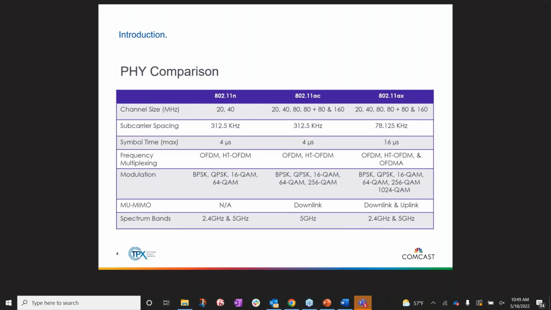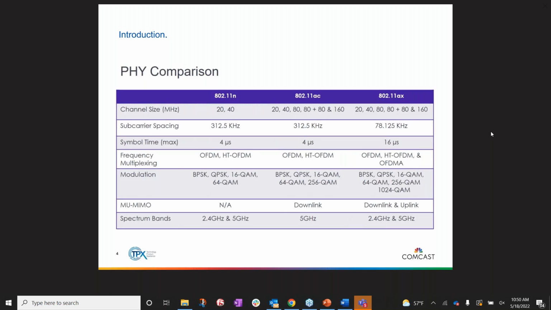And for modulation, we use different kinds of modulations here: BPSK, QPSK, 16 QAM, 64 QAM, and all this helps in increasing the overall throughput. 64 QAM can offer 6 bits per symbol in terms of processing. In 11AC, 256 QAM can send the data at 8 bits per symbol, and 11AX has 1024 QAM, the highest QAM modulation we offer in 11AX. It can offer 10 bits per symbol.